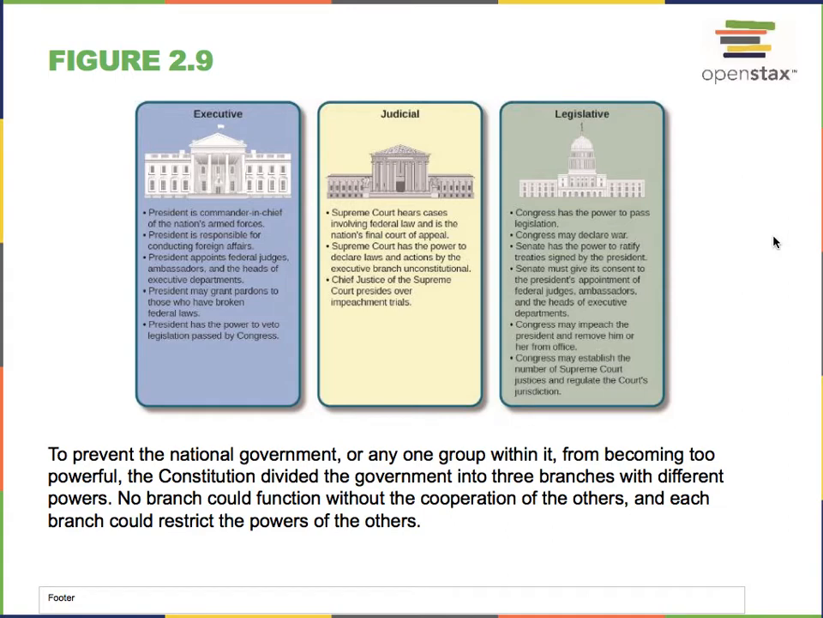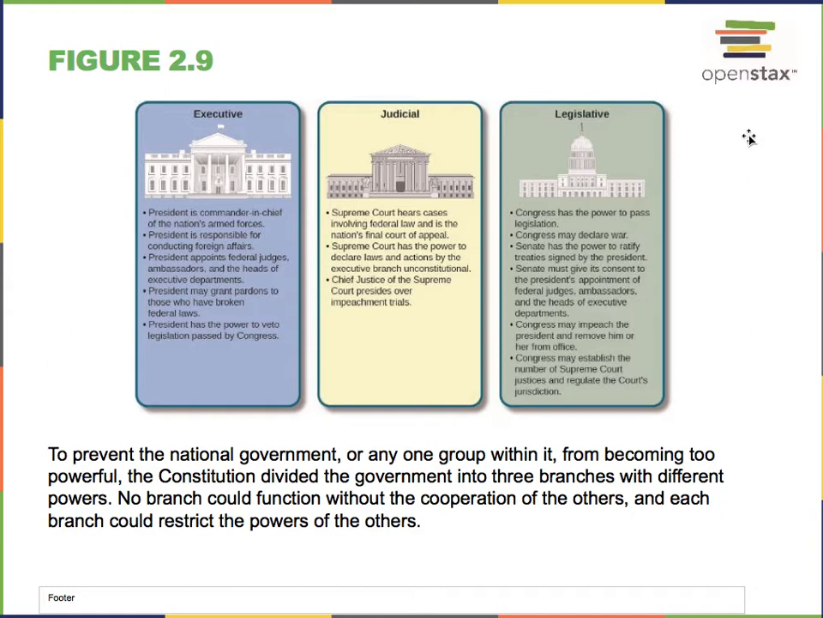Congress may establish the number of Supreme Court justices and regulate the court's jurisdiction. So if the judicial started doing some stuff that wasn't great to either the executive or the legislative branches, Congress can double back and check them. So each one of them has checks on the others, and basically the whole system in terms of policy is designed to have checks and balances. So if one particular branch gets out of line, the other two can bring them back to earth.